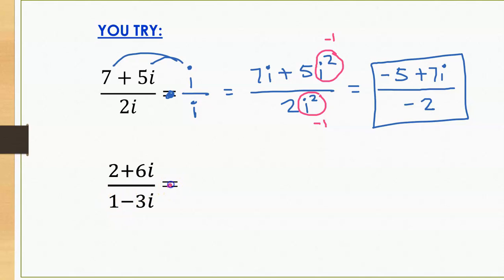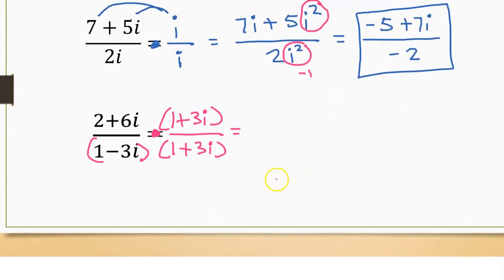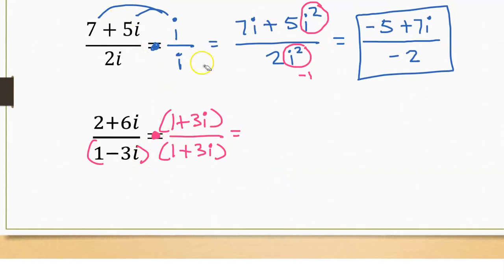Okay, here we have the binomial. So I'm going to do the conjugate. The conjugate of the denominator is 1 plus 3i. So I'm going to multiply by 1 plus 3i over 1 plus 3i. In the denominator, it's just going to give me a squared minus b squared. So that's positive 1 minus 9i squared. A squared minus b squared.